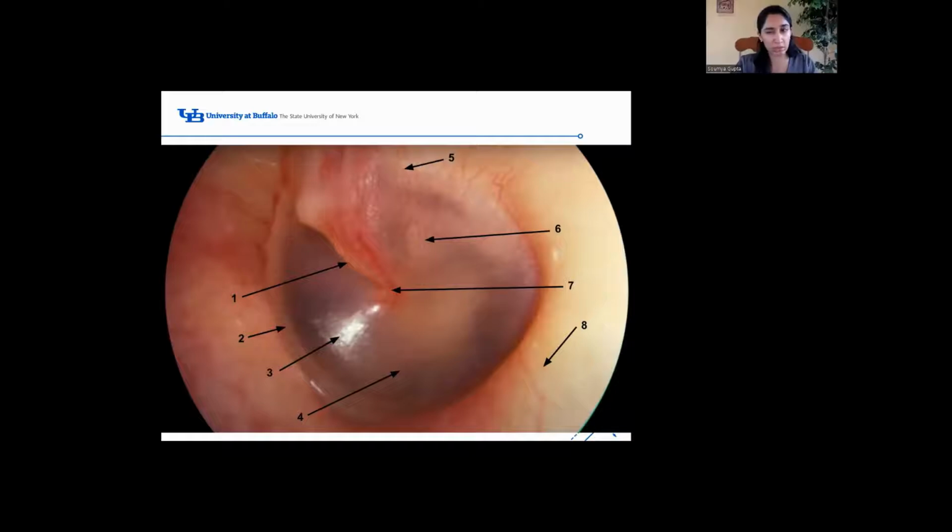How about 6? It's a little bit harder and more subtle to see. Incus. Mm-hmm. And specifically, it's the long process of the incus. And how about number 7? Umbo. Yep. And number 8?